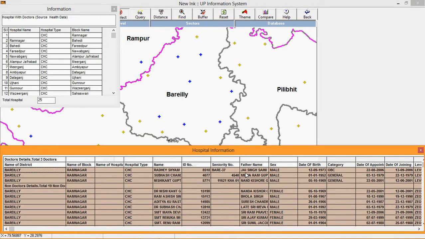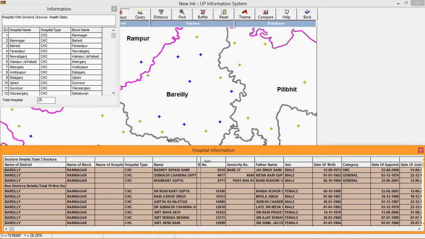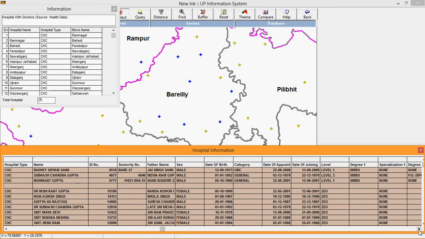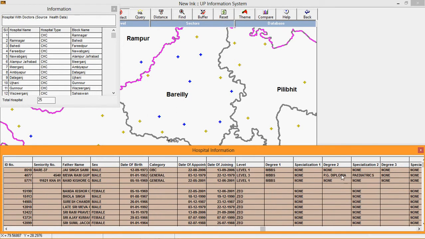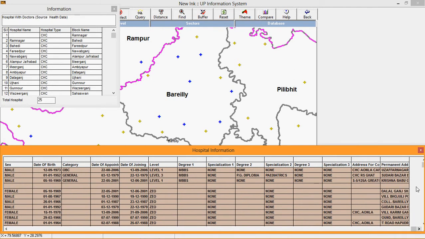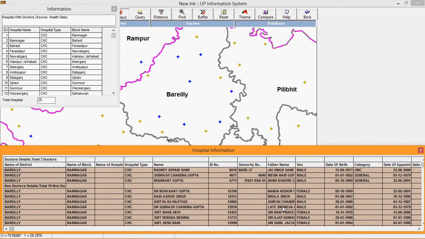here the doctors are Dr. Radheshyam, Dr. Subhash Chandra Gupta, and Dr. Nishikant Gupta. These are the 3 doctors, and one has a PG diploma in pediatrics, and the other 2 are not specialists, rather they are general doctors. And the data set also includes who are the paramedics and other operators in the hospital.